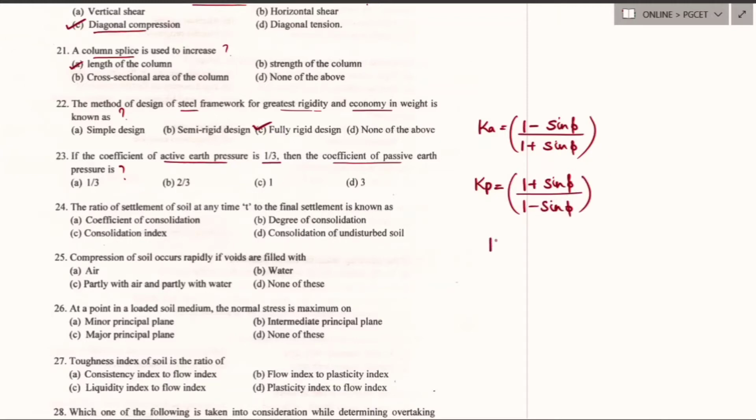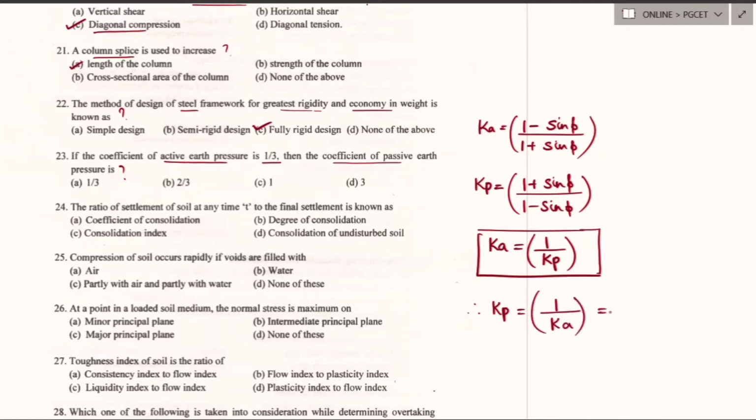And coefficient of passive earth pressure is 1 plus sin phi divided by 1 minus sin phi. And the relation between coefficient of active earth pressure and coefficient of passive earth pressure is Ka is equal to 1 by Kp. Therefore, the coefficient of passive earth pressure is given by 1 by 1/3. So, coefficient of passive earth pressure will be 3. Option B is the right answer.